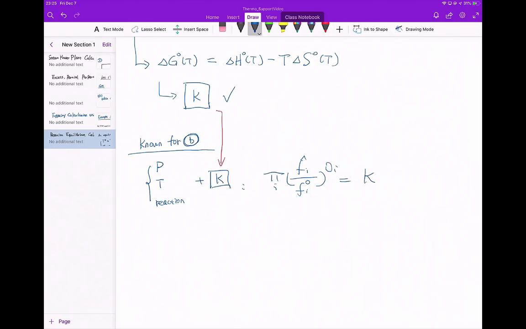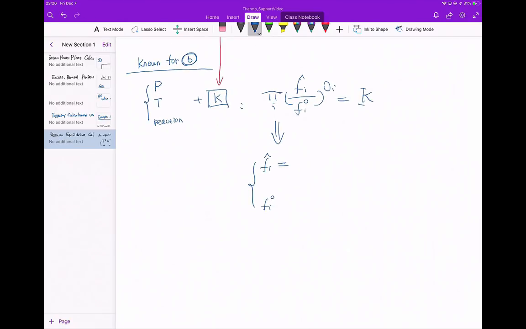So in order to calculate that, we need to simplify. We need to understand what is f_i of the mixture, and what is f_i of the standard. So the discussion we hope to have is for the gas phase reaction. If you think about the gas phase reaction, then the fugacity at standard state will be just P naught, which is 1 bar.